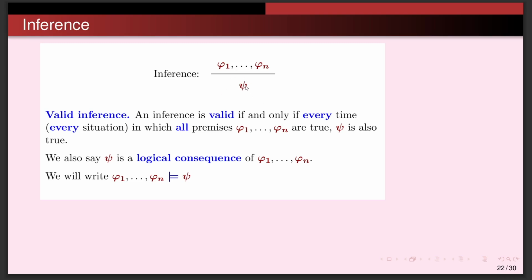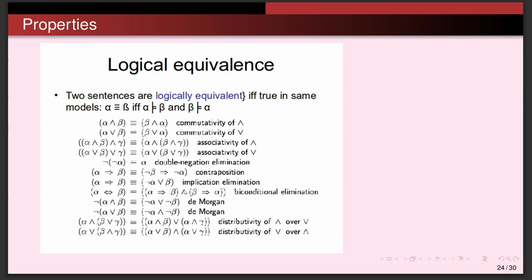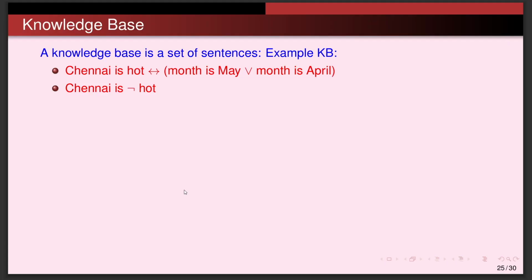So, we say that this psi, whatever we write down, is a logical consequence of phi 1 to phi n. So we write phi 1 to phi n entails psi. These are the models that we did last time, and these are formulas that we will be using again and again for any reasoning process in proposition as well as in predicate logic. Now, last time we talked about a knowledge base. A knowledge base is a set of facts that is written in a proposition logic formula.